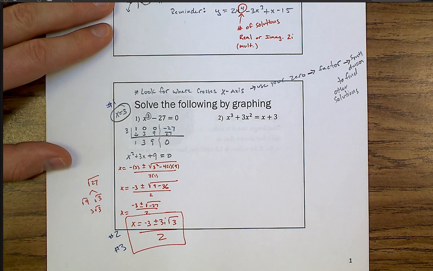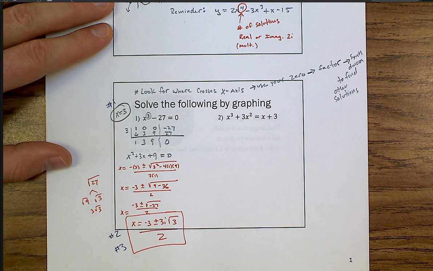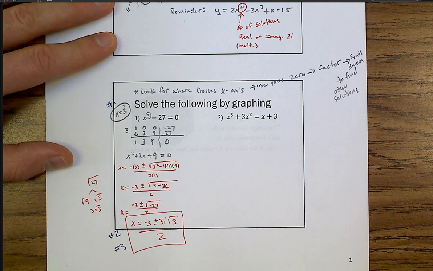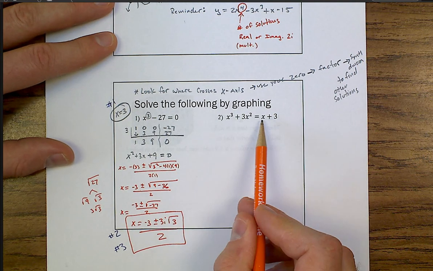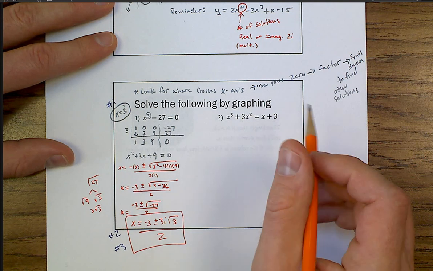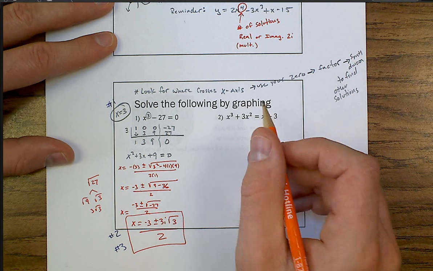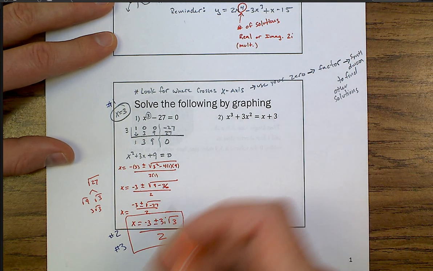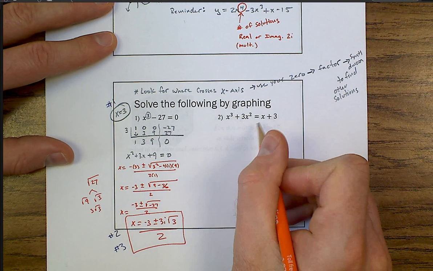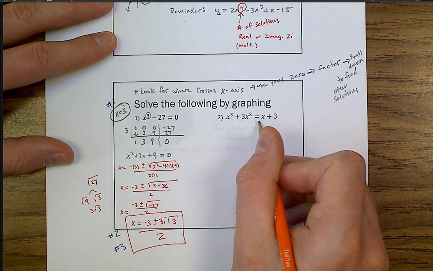Okay? That is a tough problem. That's a challenging one. It has a lot of steps to it, but that's how we're going to do that. Number 2, I think, will work out a little bit nicer for us. So when you have something that's not equal to 0, my suggestion would be to set it equal to 0 so that you can put it in your graphing calculator. You got to think about y equals, right? So I'm going to subtract this x over here, and I'm going to subtract this 3.